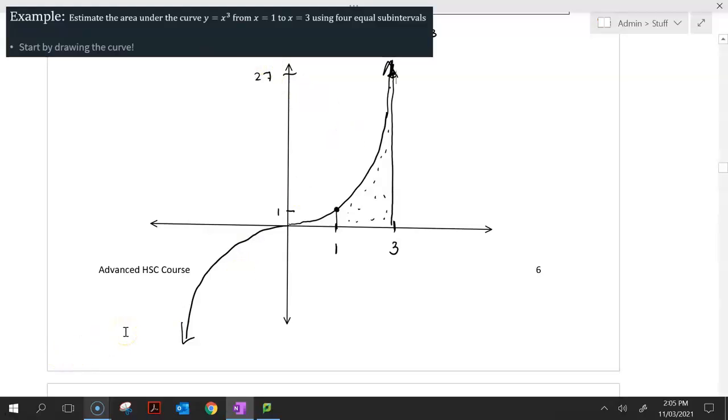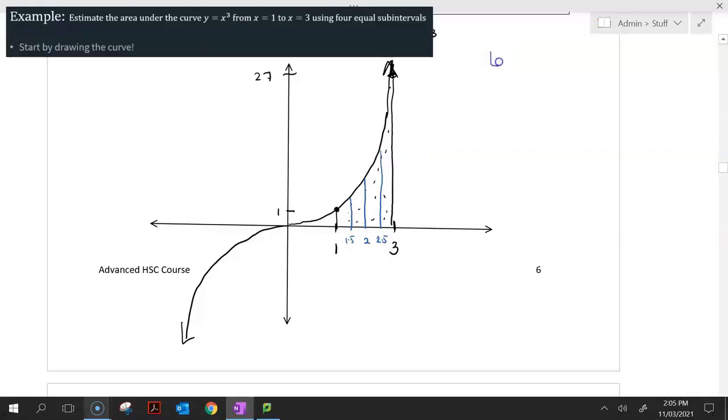So method 1, we're going to use lower rectangles. Now it asks for 4 equal subintervals. So if I drew a line in the middle, that would be 2 subintervals. So now I'm going to go again, and again. So there's my 4 equal subintervals.